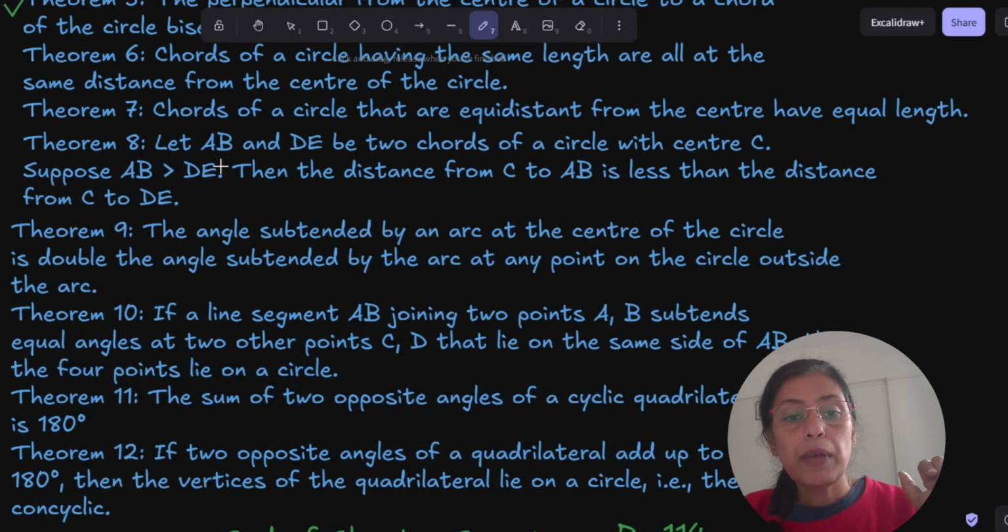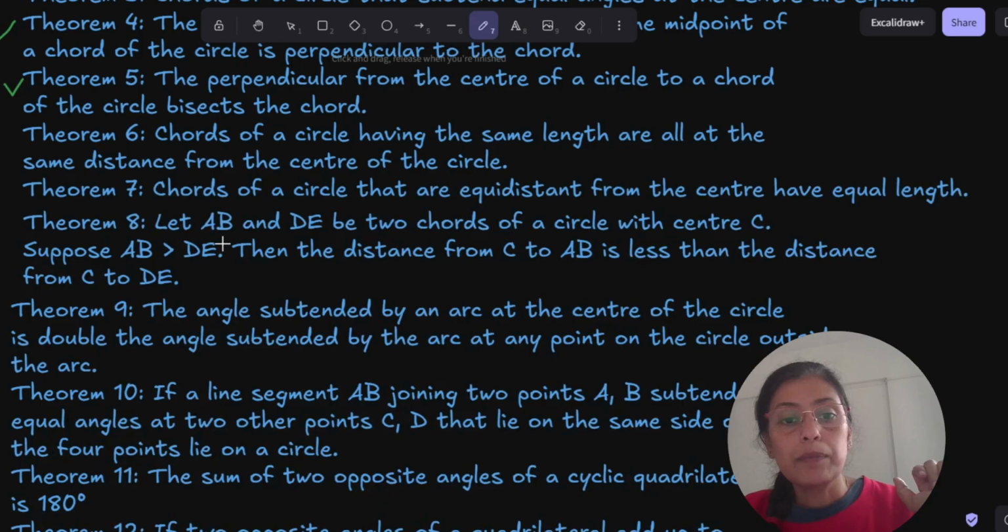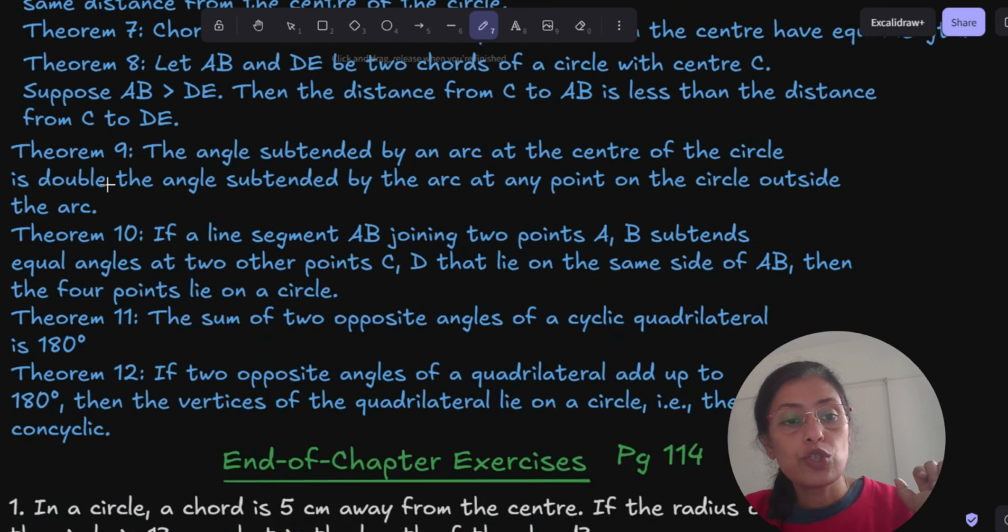Okay, so theorem 8 is: if AB and DE are two chords of a circle and AB is greater than DE, then the distance of center C to AB is less than the distance from C to DE. Basically, the longer chord will be at a smaller distance from the center. The smaller chord will be at a longer distance from the center. This is also something for which we have already seen how and why it happens.